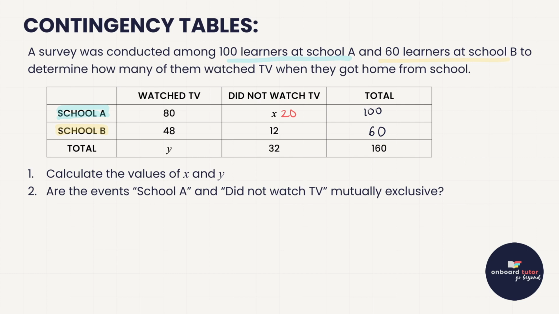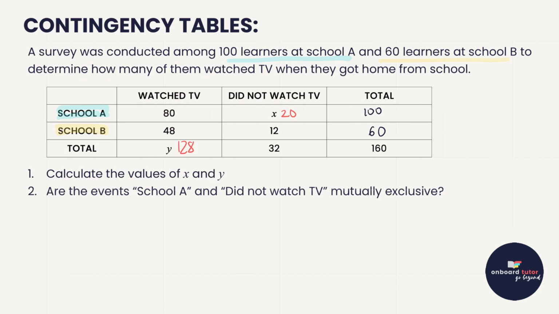All right, and then similarly, I can work out the missing Y by using the info that I've got. So students who watched TV, there are 80 here and 48 here, so 128 in total. And I can check that answer by saying 128 plus 32 does give me 160. So there we go, the answers for X and Y.